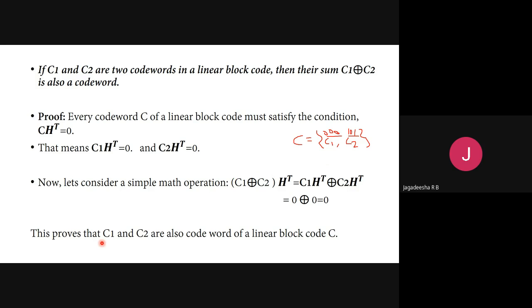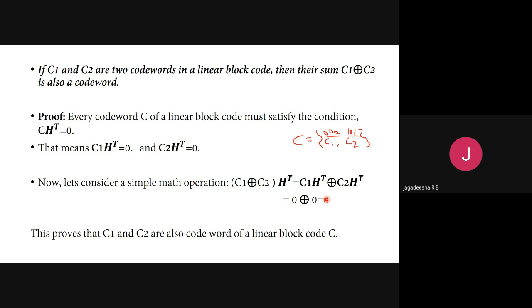Even if it was not 000, maybe it was 111, in that case you XOR C1 plus C1, you get zeros, right? So 0 is a default member of the code words. So 0 is here. This proves that C1 and C2 are also code words of linear block code C. Okay, 0 is a default member of the code words.